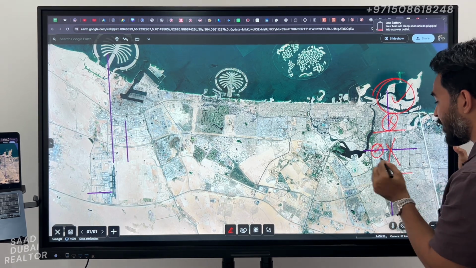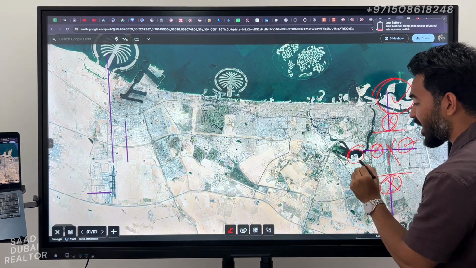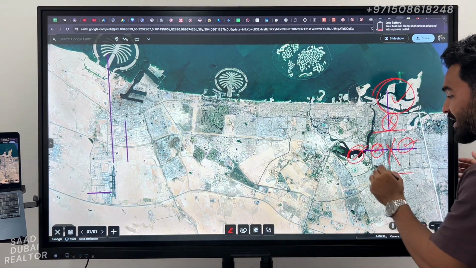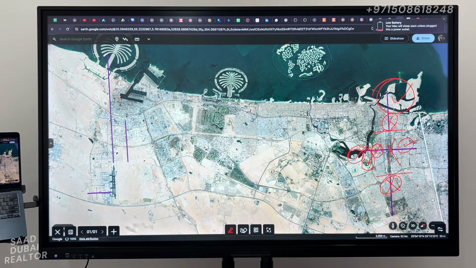Garhoud, not a problem. Al Tuwar, not a problem. No one's complaining about sounds right here. Dubai Creek Harbour, all good. Nobody's complaining about sounds. Festival City, Al Badia Golf Course, not a problem. Nobody's complaining about sounds right here.